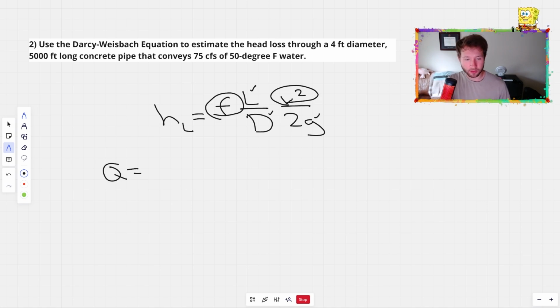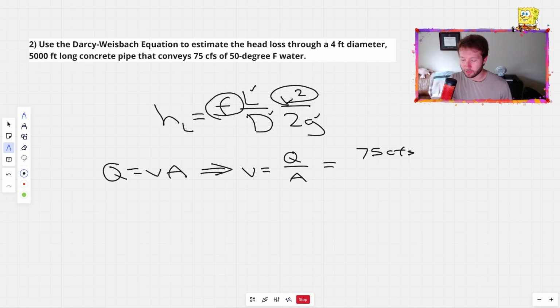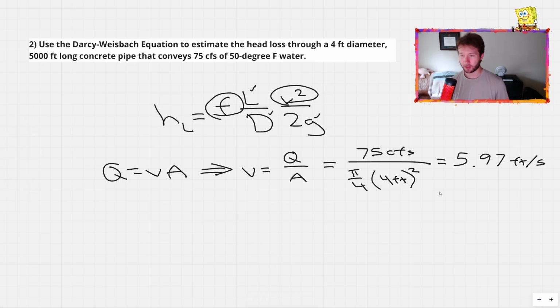We have Q equals VA, which we'll convert to V equals Q over A. We have 75 cubic feet per second, and to find the area, pi over 4 times the 4-foot diameter squared. That will be 5.97 feet per second. To find the friction factor f, we need a couple things.